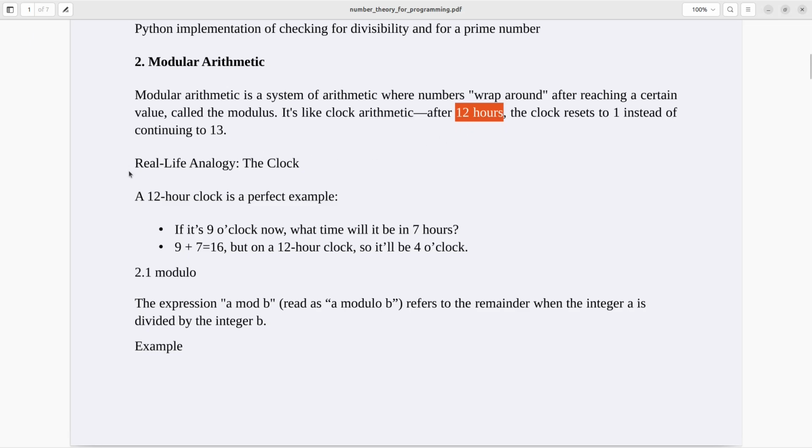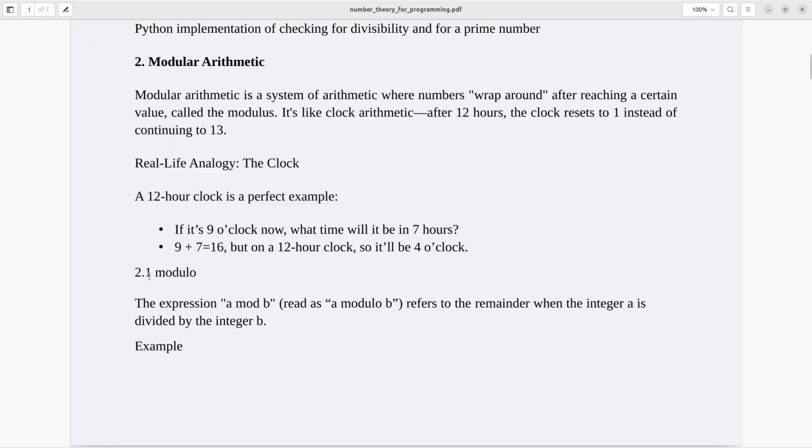So let us see a real-life analogy of modular arithmetic using a clock. Suppose we have a 12-hour clock. If it is 9 o'clock now, what would be the time in 7 hours? Of course, you can just do 9 plus 7 to get 16. But for a clock, we cannot have 16 as the time shown, because we have a 12-hour clock. That's why we would say 4 o'clock instead of 16 o'clock, okay? So we have to repeat the numbers that we used already.